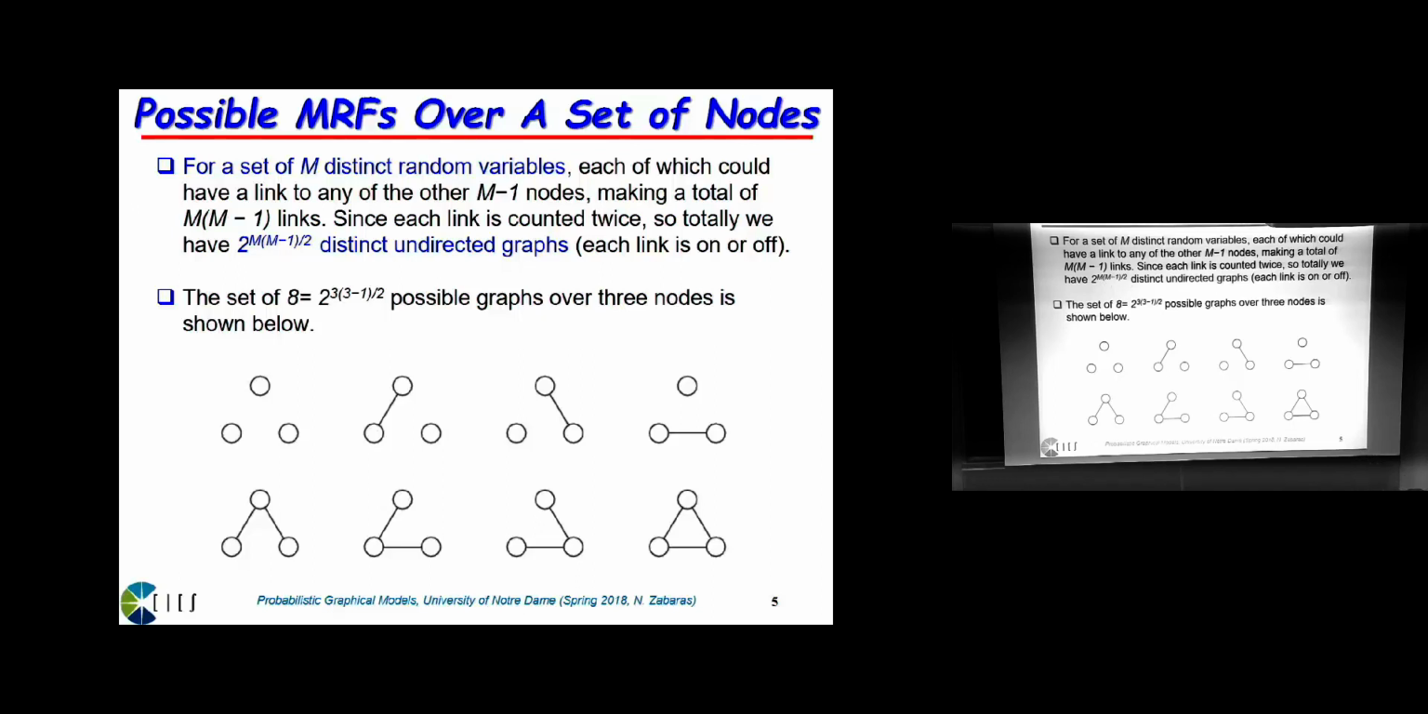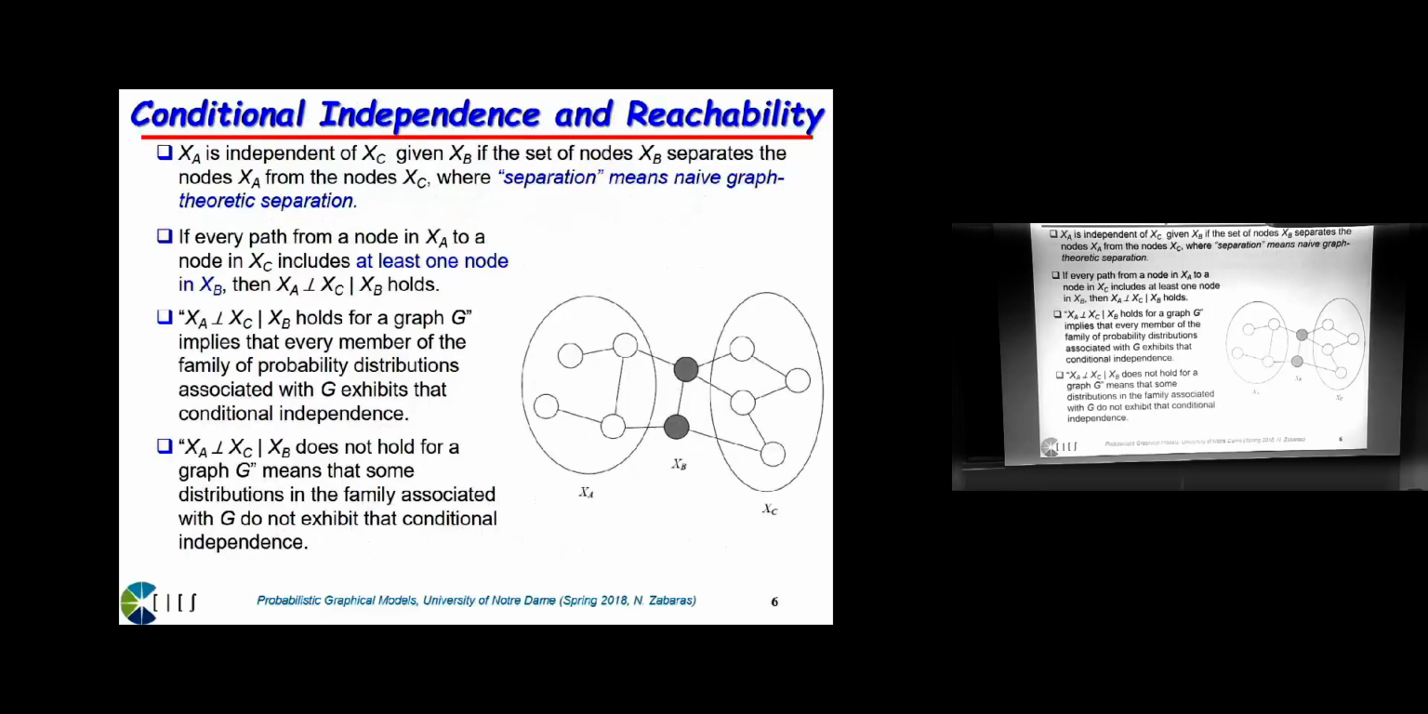So the total number of undirected graphs that you can get on a set of m random variables is 2 to the power m times m minus 1 over 2. M is because you have m nodes, and every node can be connected with the other m minus 1 nodes, and the 2 is because there is no directionality, so you don't double count the number of graphs. Now, which graph represents your problem based on a realization of the random variables? That's a graph structure optimization problem, and we'll come back to it way later in the course.